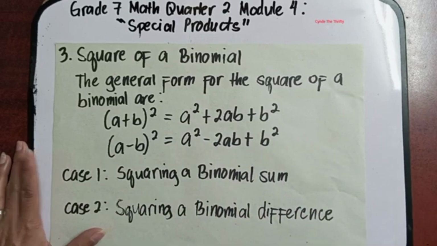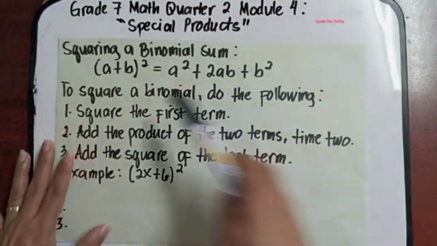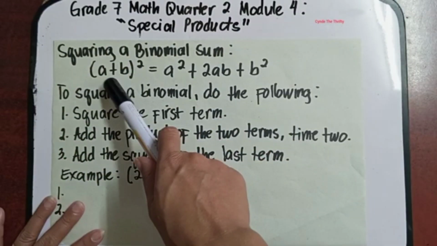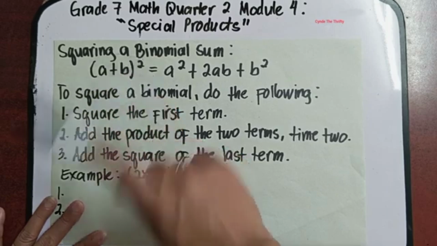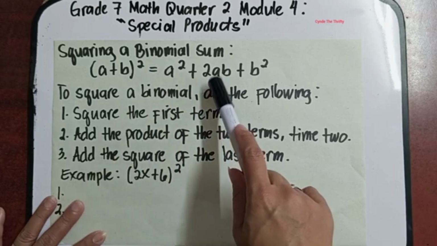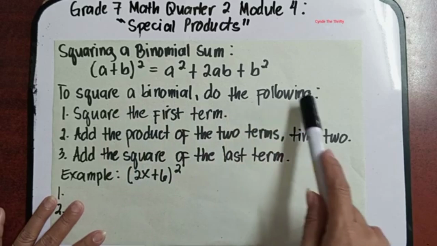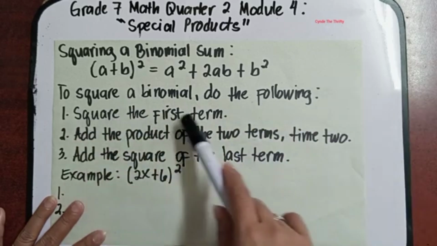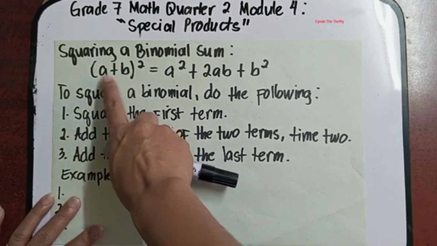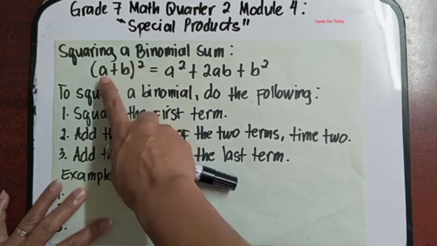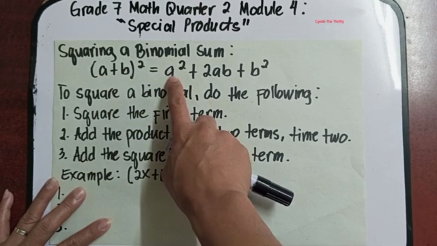Okay, so paano natin kinuha ang mga formula na ito? Uunahin natin itong ating squaring a binomial sum. Ang general form natin sa ating squaring a binomial sum is a plus b squared is equal to a squared plus 2ab plus b squared. Okay, so to square a binomial, do the following. First, square the first term. Okay, so i-square natin yung ating first term. Sa ating given dito na a plus b squared, ang first term natin is si a. So si a, i-square natin siya. Kaya ang sagot natin is a squared.